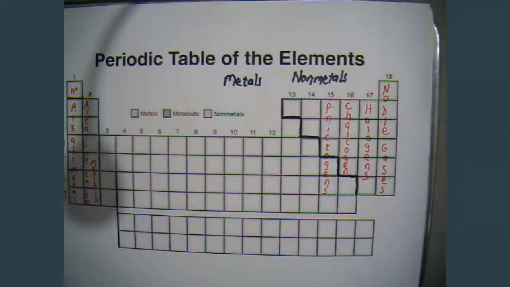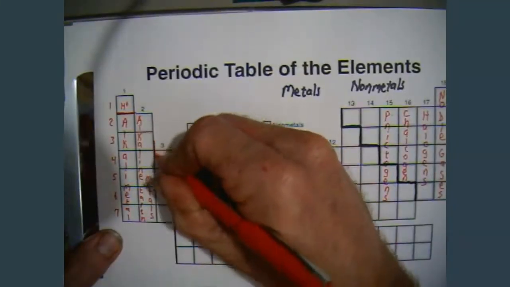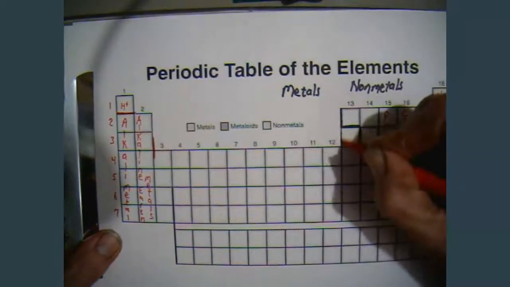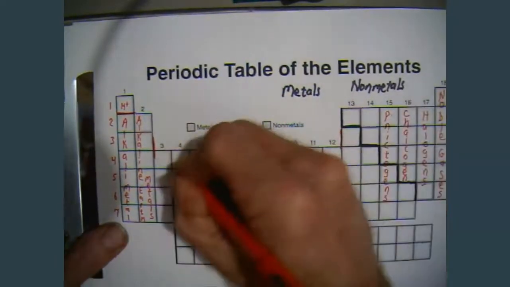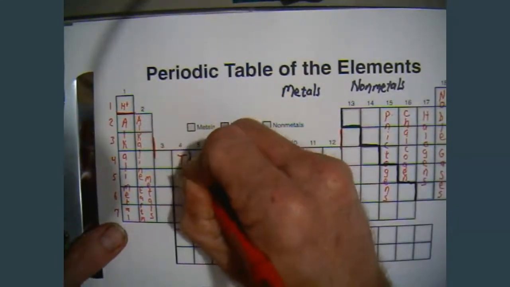Okay, so those are the pnictogens. Now, group 3 through group 12 are called the transition metals.